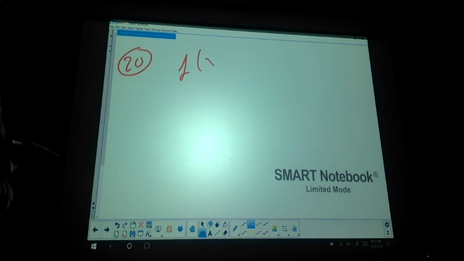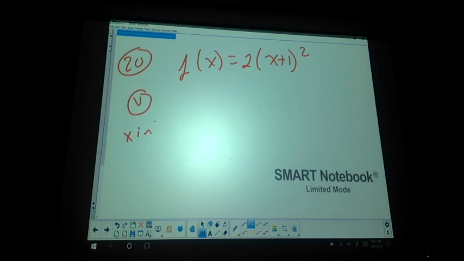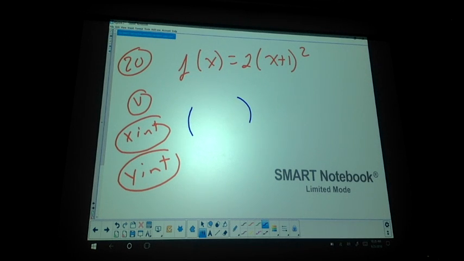f of x is equal to 2x plus 1 quantity squared. All right, so let's figure out the vertex. Actually, let's think about the x-intercept and the y-intercept. Maybe we could do those a little bit better. So if I find the x-intercept, that means I'm going to plug 0 in for my y value, which is your f of x. So that would give you 0 is equal to 2x plus 1 quantity squared.